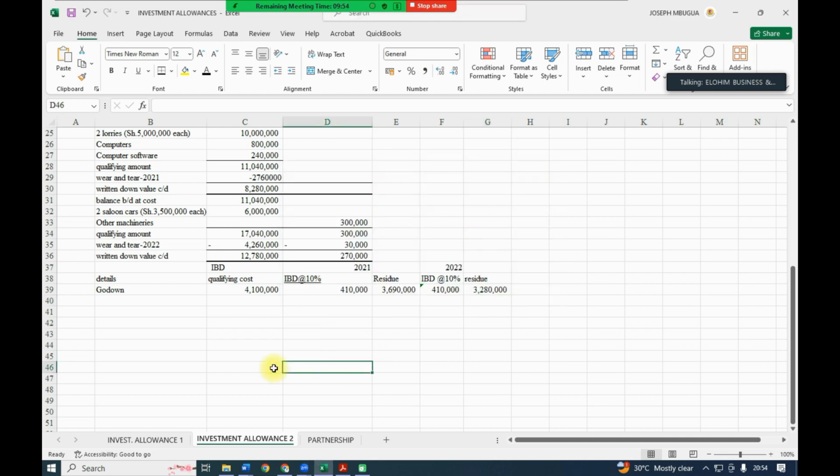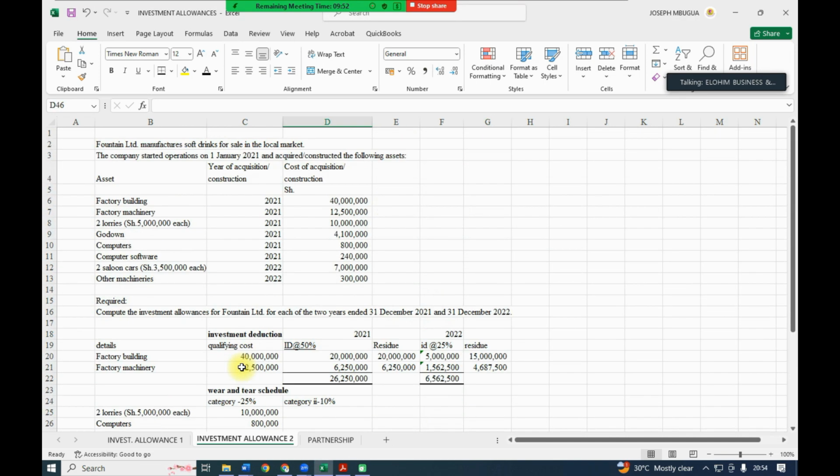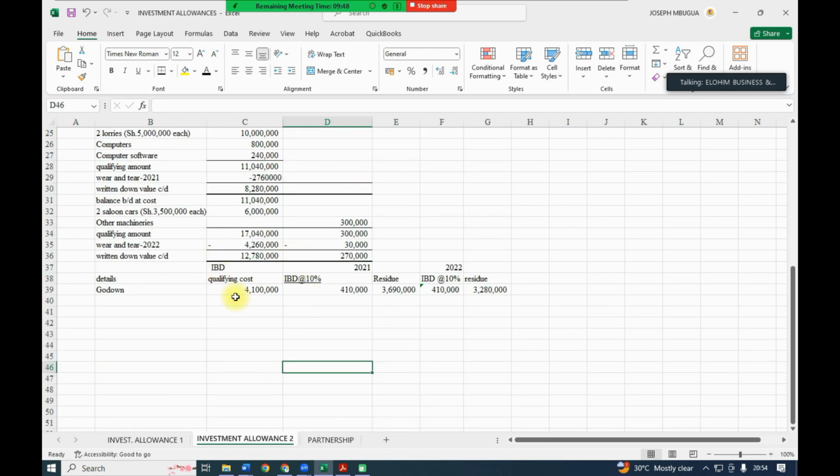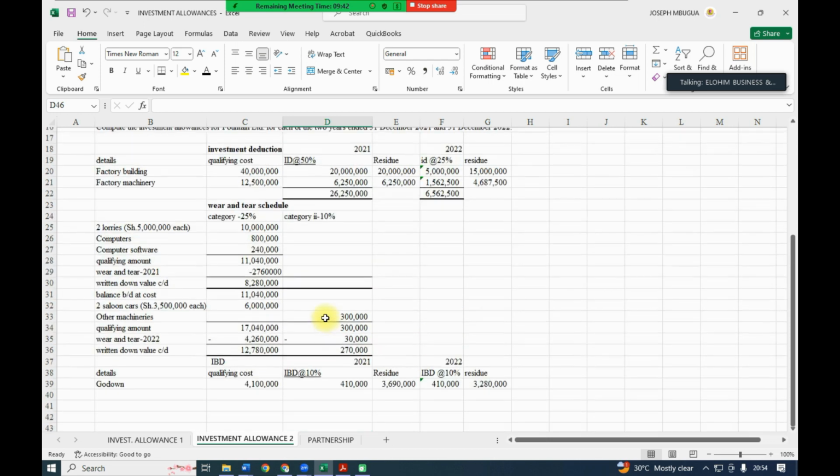And that is the first part. We did not have any other thing. Yeah, the first part we have calculated for 2 years. This one is for 2021, this one is for 2022, and their residue value.